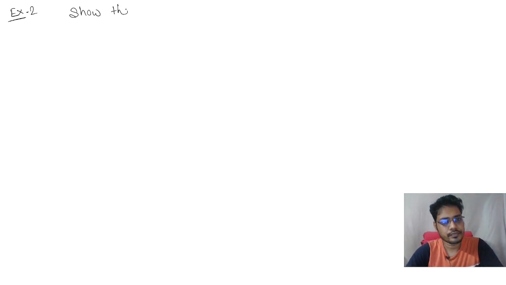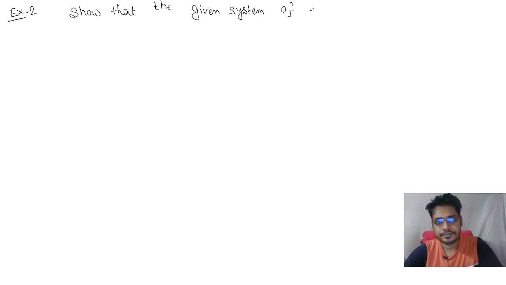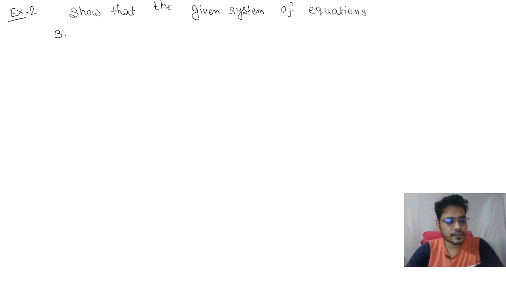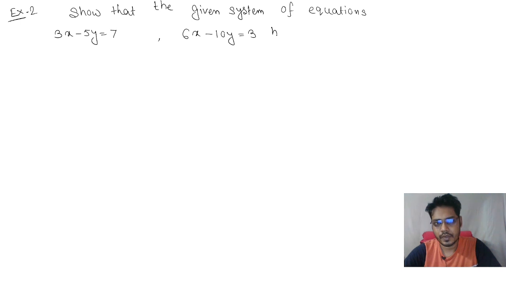Now in a new type, we'll start example number 2. The given system of equations, 3x minus 5y is equal to 7, 6x minus 10y is equal to 3, has no solution.